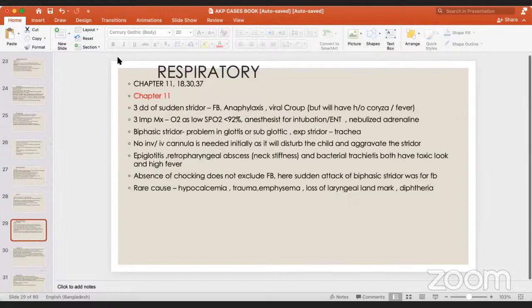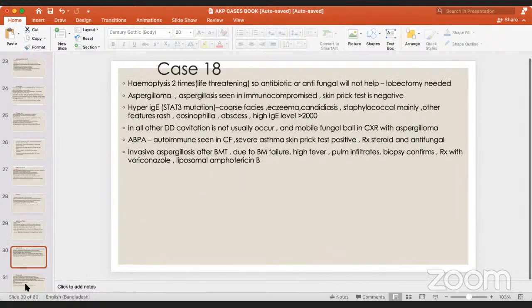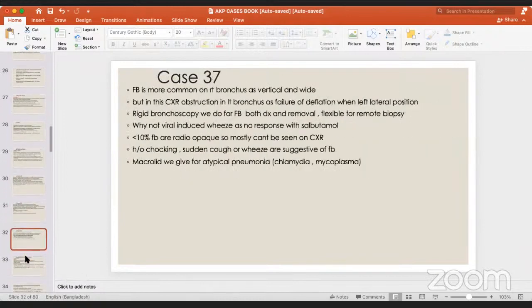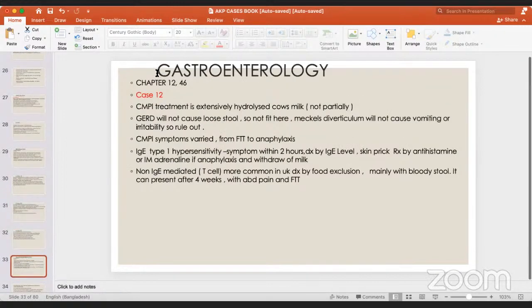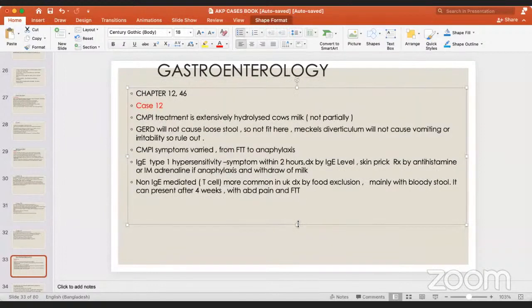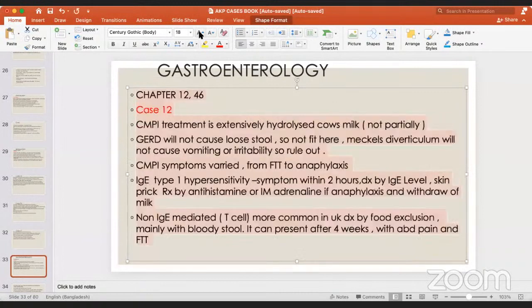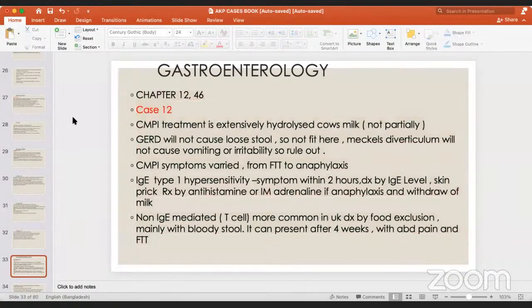Okay, see, we discussed respiratory, and we discussed the foreign body case. Now let us start from gastroenterology. Okay, you can open your book, case number 12. Just open your book, case number 12. We will discuss this 12 today. Okay, case number 12 is a 3-month-old girl with diarrhea.